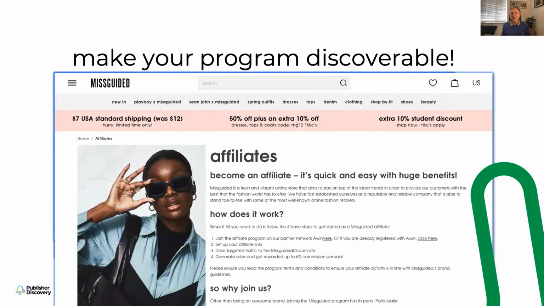But have it on your main website. Make affiliates understand that, yes, they're important to you. They're part of your overall marketing. So here you can see that Misguided have used this and made a really compelling sign-up page for their program.